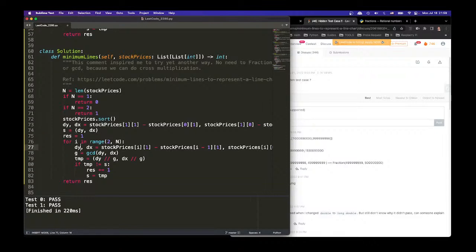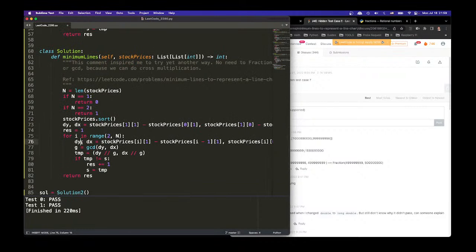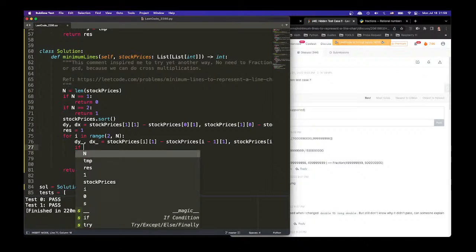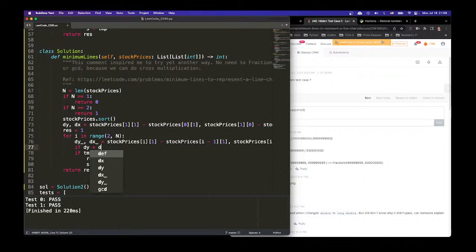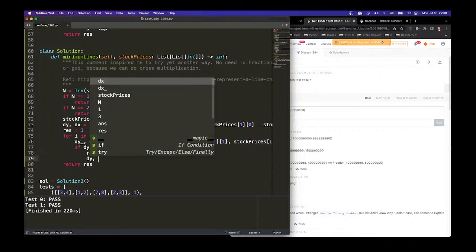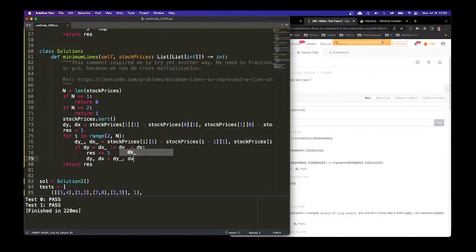And then we get, this is a new. I don't even have to say s. I just call it dy dx. And we just call it dy underscore, dx underscore, right? And now this, we just say if dy over dx equals dy underscore over dx underscore, so it's dy times dx underscore is not equal to dy underscore times dx, then res, and then dy dx equals dy underscore dx underscore. Alright, let's try number 3.